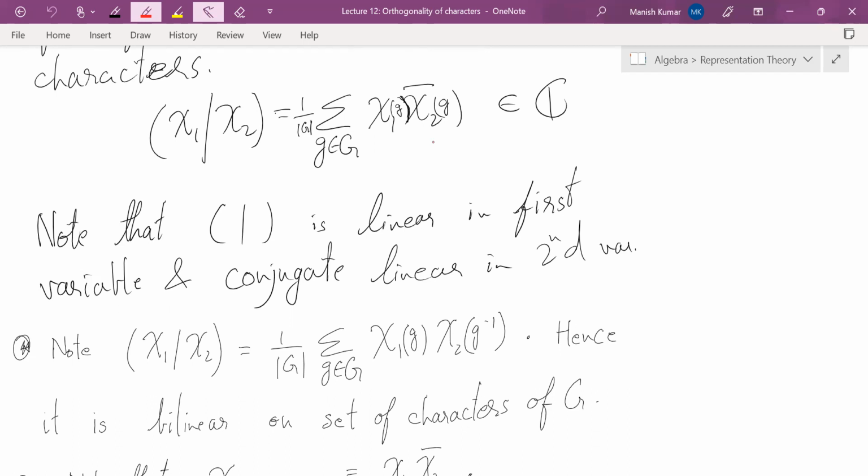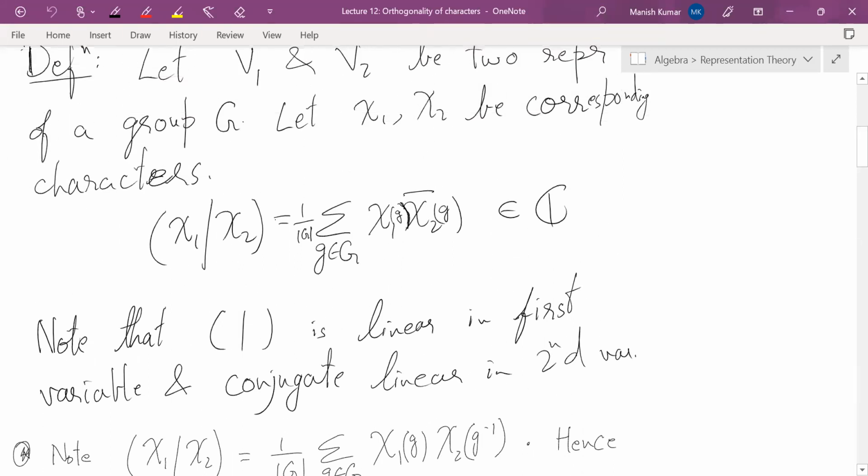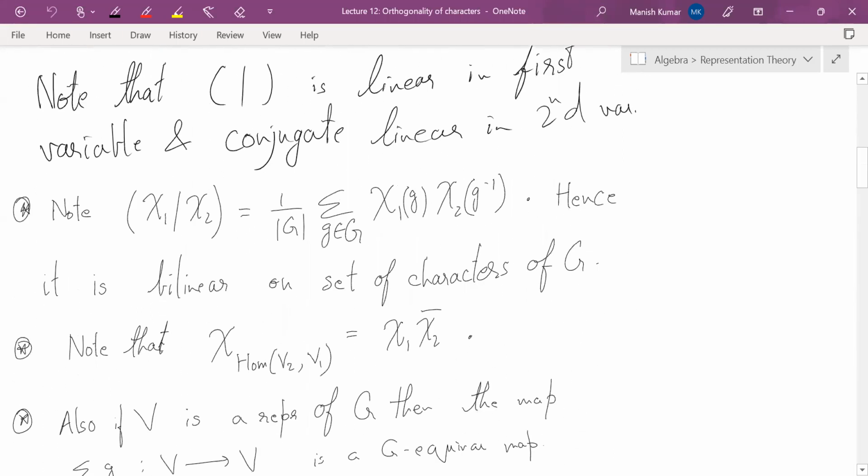Yeah. So it is bilinear as well, but on the set of characters of G and not arbitrary functions from G to C. Though I don't think we will use it right now, maybe in future we may use it. Yeah. So now, what was the theorem?